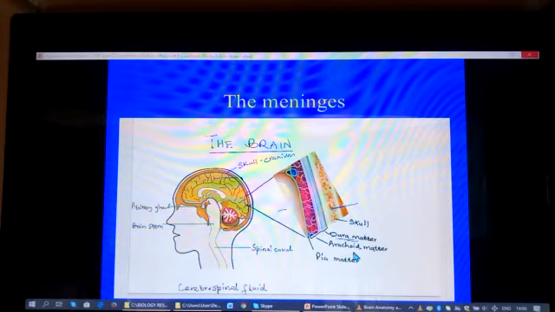Now, in the arachnoid mater, there is a fluid which is referred to as the cerebrospinal fluid. This cerebrospinal fluid is the one that contains a higher quantity of nutrients together with oxygen.